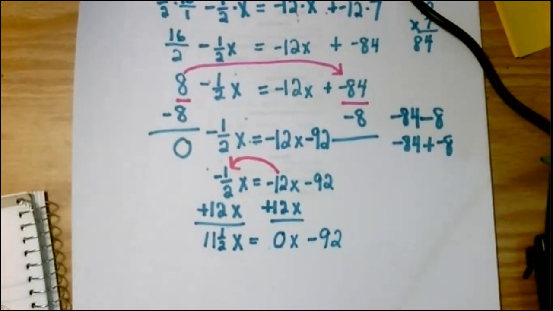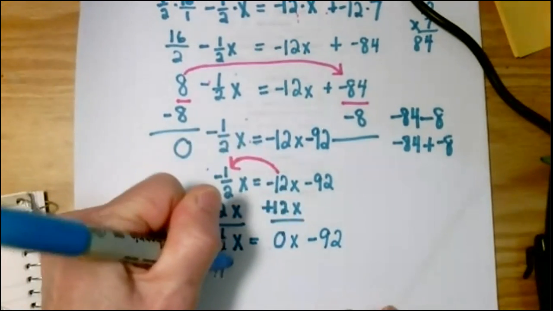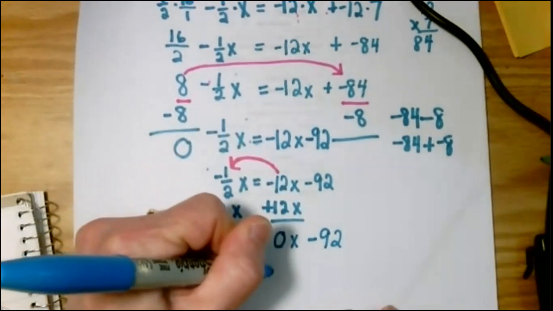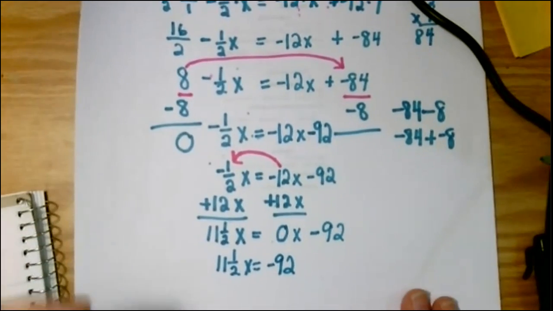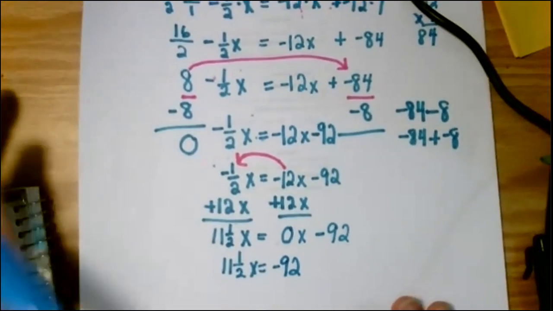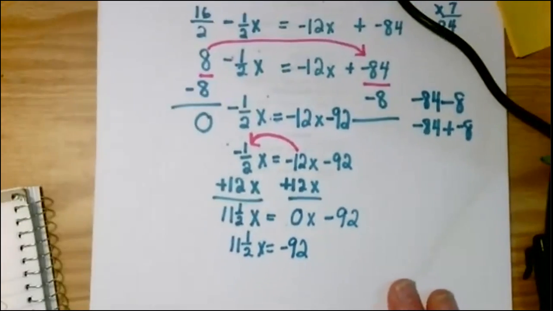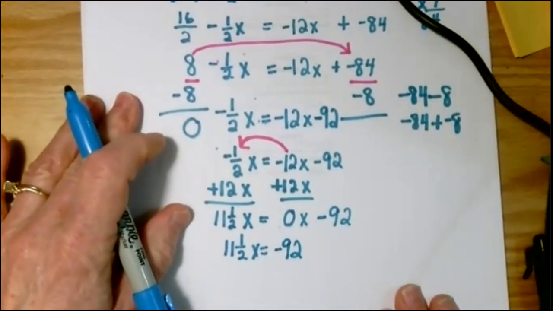Now, I'm going to drop the 0x. I'm going to have 11 1/2 x equaling negative 92. My last step is I have a multiplication situation here. I want to use inverse. So I want to use dividing.